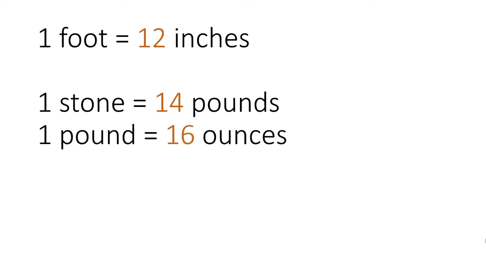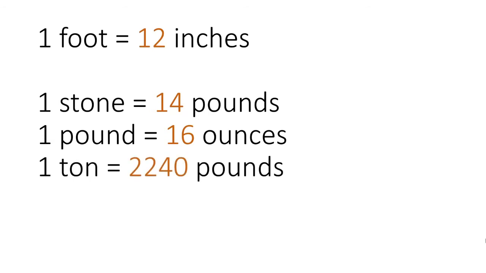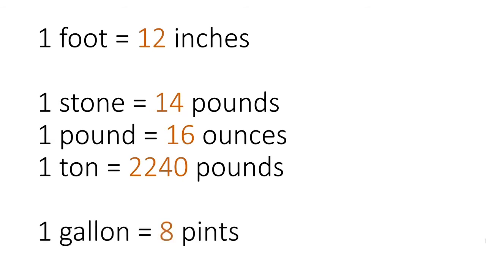And it also turns out that 1 pound is 16 ounces. From that, we could work out how many ounces there are in a stone. We're not going to, but we could do. We've also got that 1 tonne, this is the imperial tonne now, is 2,240 pounds. And then the final one we're going to mention is that 1 gallon is 8 pints.